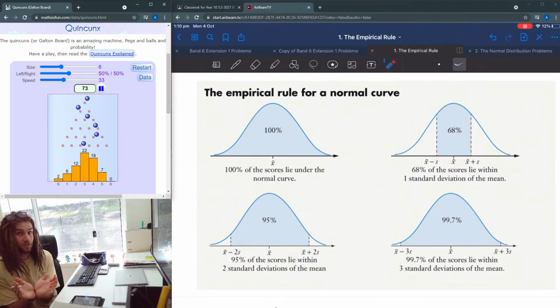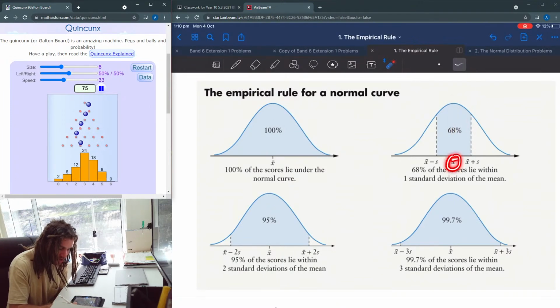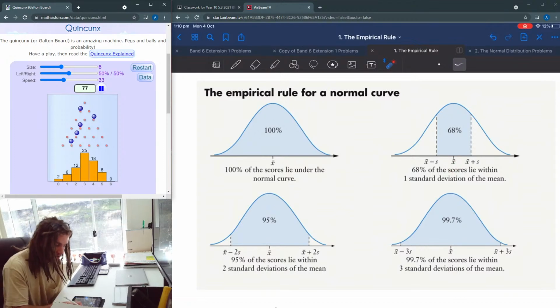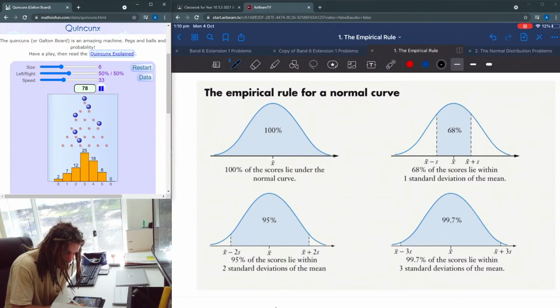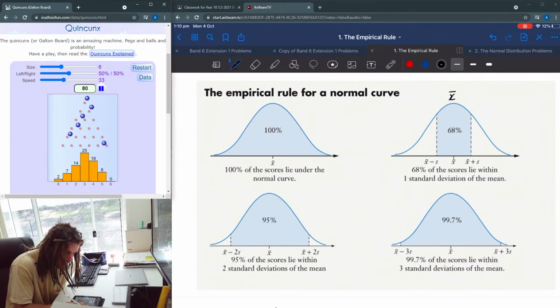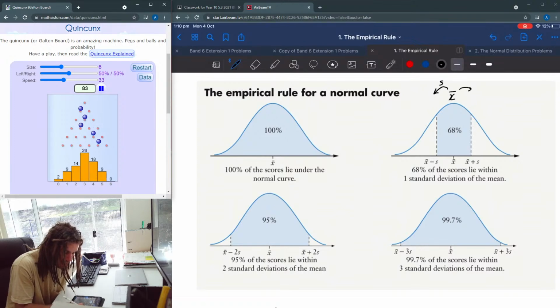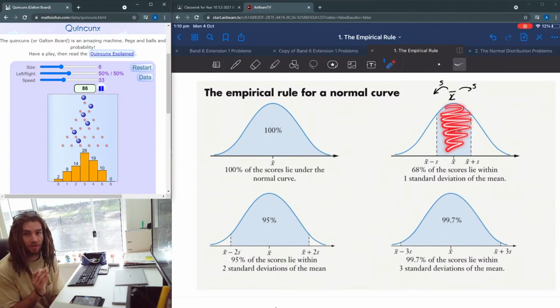So if I've got a normal distribution, I have my mean in the middle. My mean here is x with a line on the top. That just means mean. Okay, so let's put that in. So that's my mean. If I went one standard deviation this way, and one standard deviation this way, that would mean that 68% of my scores are within there.